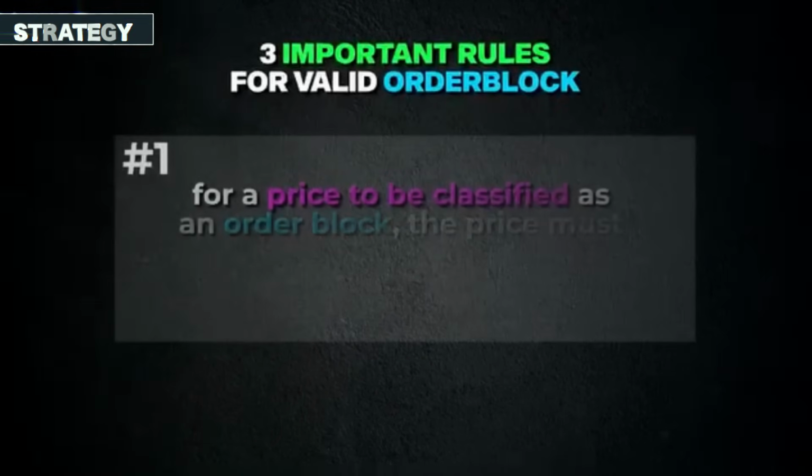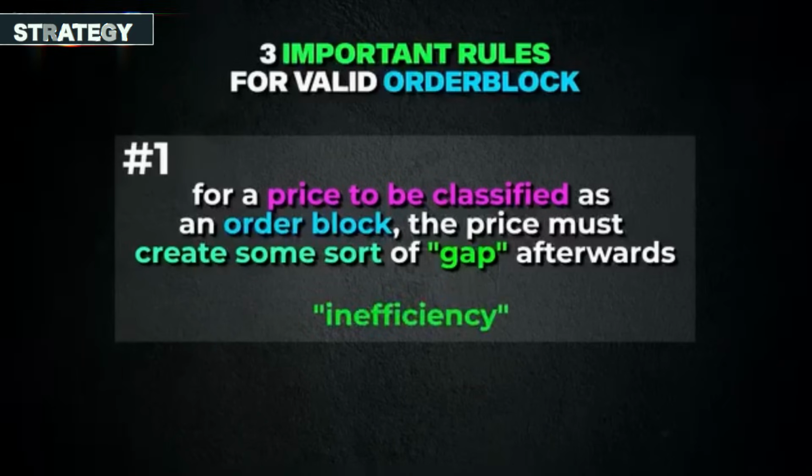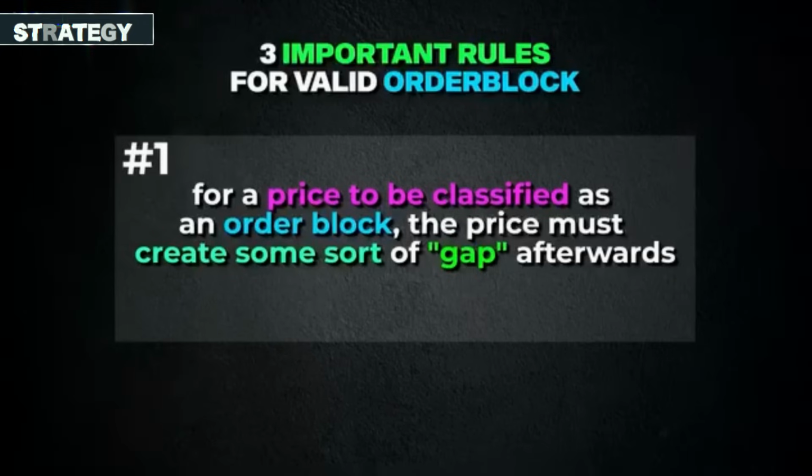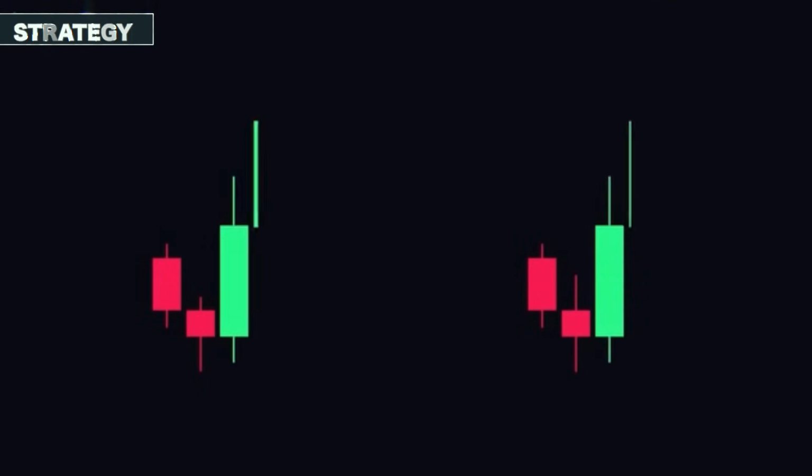Rule number 1. For a price to be classified as an order block, it must create some sort of gap afterward. This gap is what people refer to as inefficiency or imbalance. So anytime you hear these terms, it simply means gap. Let's see an example so you can understand better. Here we have 2 similar price movements. Both moved upward significantly.